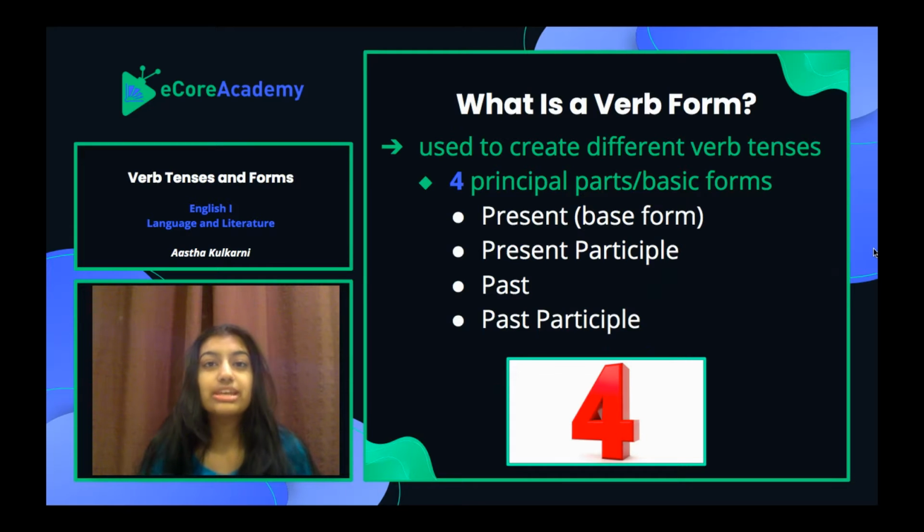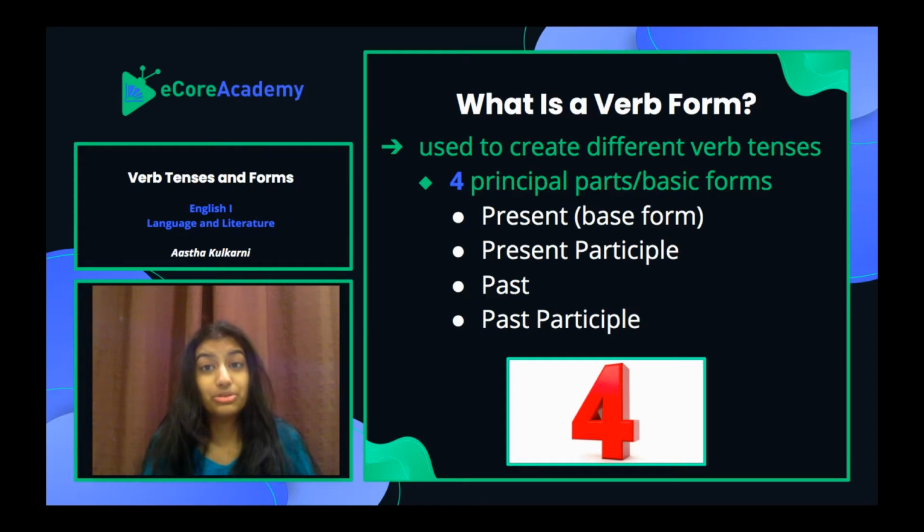So let's lay down the basics of this lesson. What is a verb form? A verb form is used to create different verb tenses. Now you're probably wondering, what's a verb tense? If you might have already guessed from the word tense, it's a verb that describes what time it is taking place in. So it's just the different times that a verb can take place in.